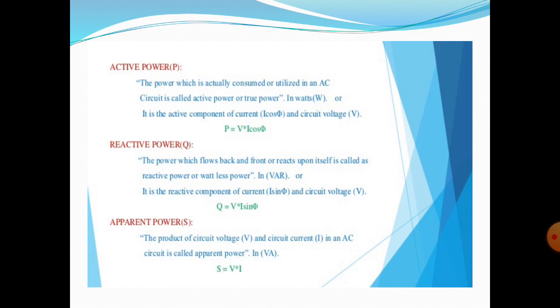And next one is apparent power. Apparent power is the product of voltage and current, and is denoted by the capital letter S. S is equal to V into I. The unit of apparent power S is volt ampere.